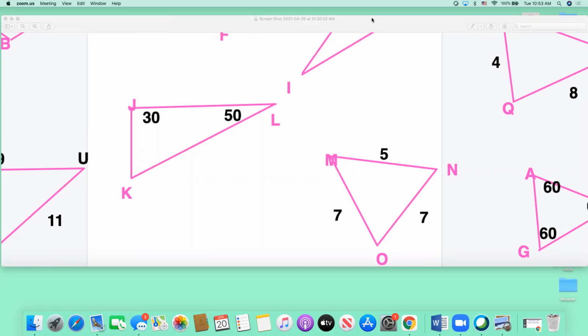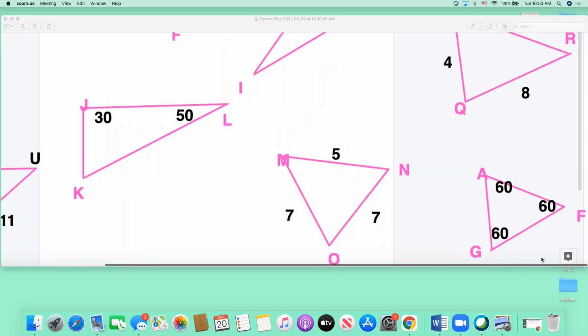Okay. So what do we know about this triangle right here? Are you going to have two angles that are the same? What two angles? Yeah, M and N. How did she know that those were the two angles that were the same? Well, she said 7 is across from here and this. So these two angles have to be the same. Are they going to be the bigger or the smaller of the angles? Yeah, they're bigger because they go with the 7s. Okay, this 5, this angle is going to be smaller than these ones.